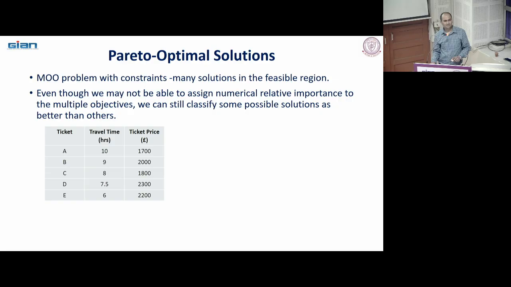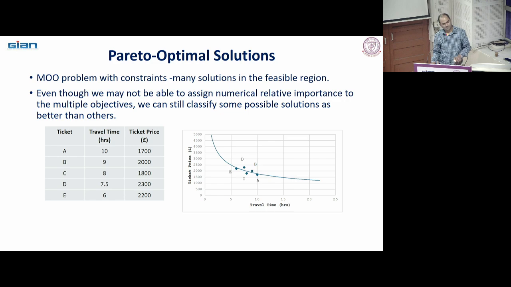For both the objectives, it is better than B. So do you think that C is a non-dominated solution? Yes, C is a non-dominated solution, because it is dominating B in both cases, for both objectives. So here on the x-axis we have travel time, on the y-axis we have ticket price, and you can see the line that is called the Pareto line, and on that line you have these solutions.